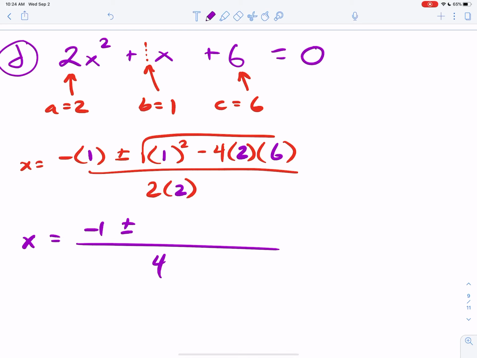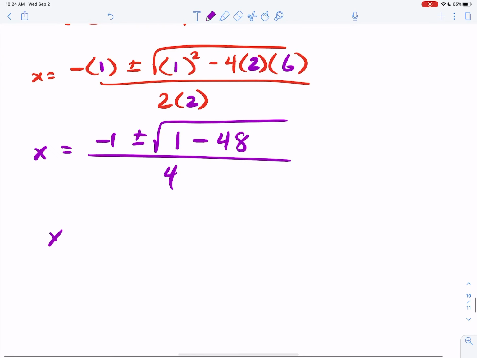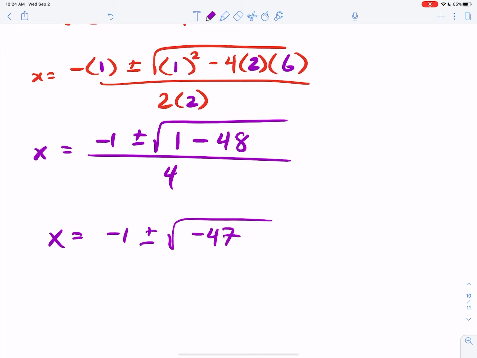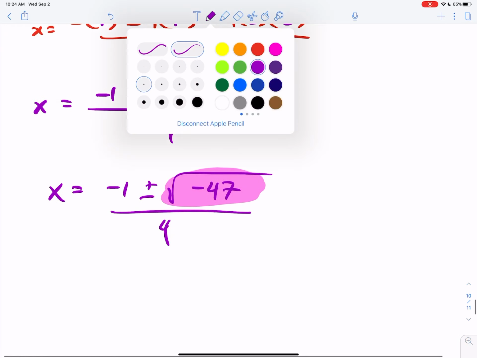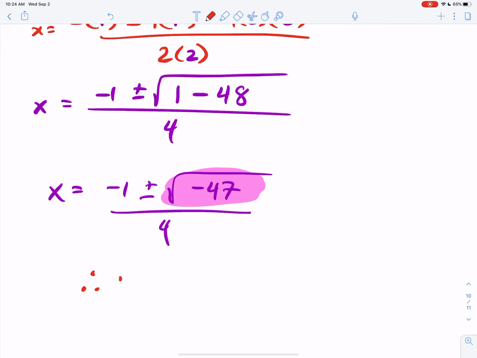Down below I have a 4. Inside the square root or the radical I have 1 squared, which is 1. 4 times 2 is 8, times 6 is 48, so 1 minus 48. I notice right away that I'm square rooting a negative 47, which is a red flag here. You can't square root negatives for now, so therefore, no real solutions. And that's it.